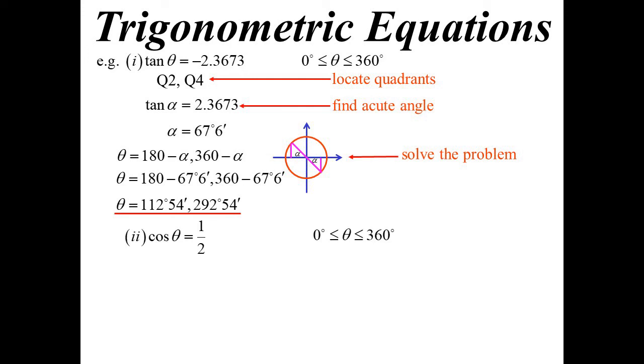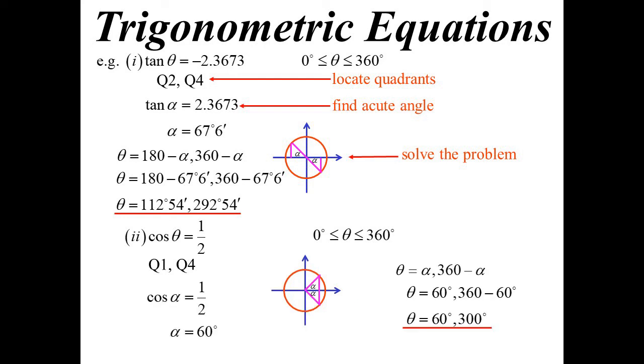Okay, cos theta is a half. It's one of our exact values, but again, locate the quadrants: 1 and 4. The acute angle is 60. In the first quadrant, everything's the same. Fourth quadrant, 360 minus, we get 60 and 300.